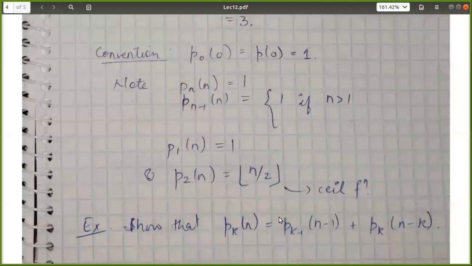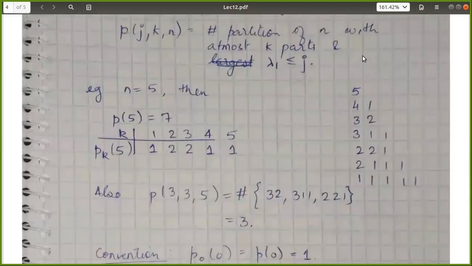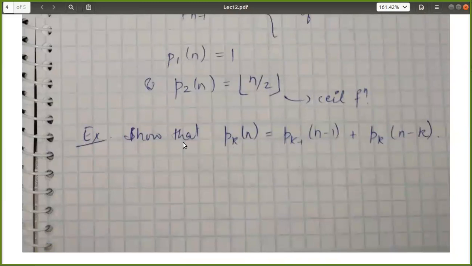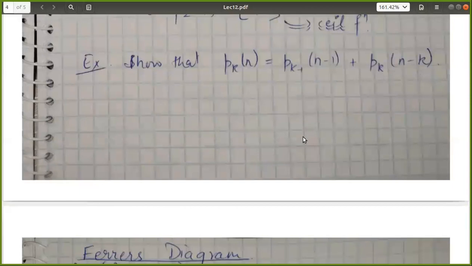Now this is another exercise for you. Just how we did for the compositions, here also we have a recurrence relation, because ultimately, even if we try to forget, we should not forget, we are working with generating functions. So here and there, we will look for recurrence relations, and then we will want to solve those. So the p_k(n), which we defined here, satisfies this recurrence relation. This is another exercise which you will do.